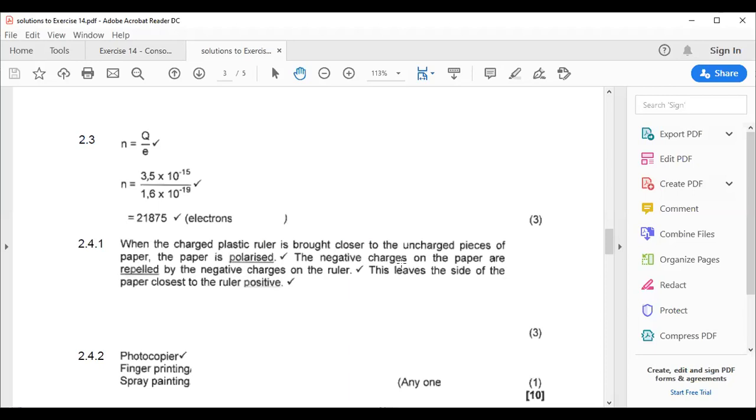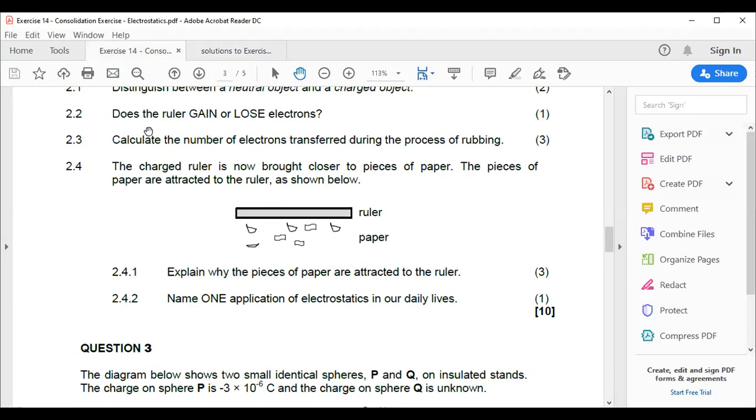The negative charges on the paper are repelled by the negative charges on the ruler. This leaves the side of the paper closest to the ruler positive. So this is how you explain the polarization of the paper. So that's how it is attracted. Right, then we move on to the next one.